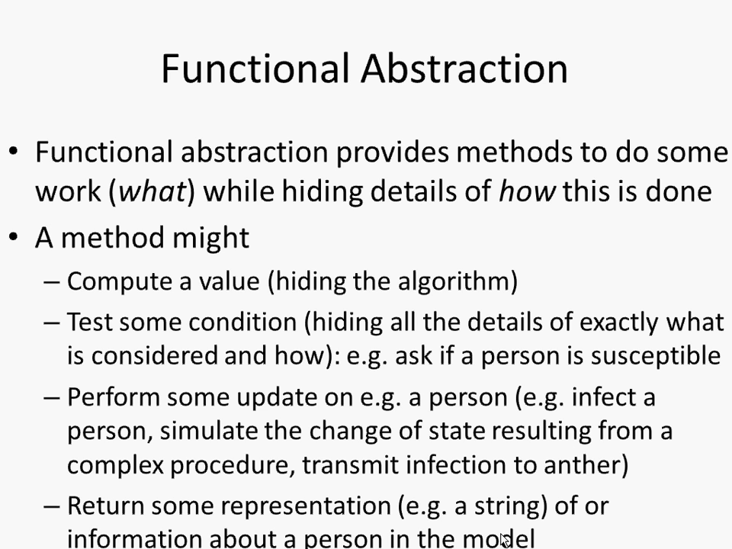Another method might perform some update on a person. For example, it might infect a person. So you could say p.infect. Or it could simulate the change of state resulting from some complex medical procedure or transmit infection to another. Alternatively, it might return a representation, like a string that returns information about a person, their name and serial number or what have you.